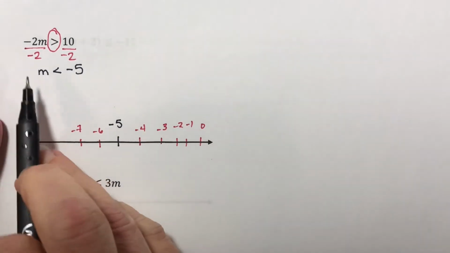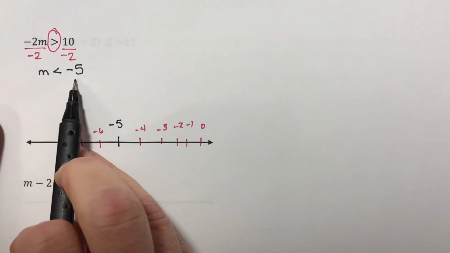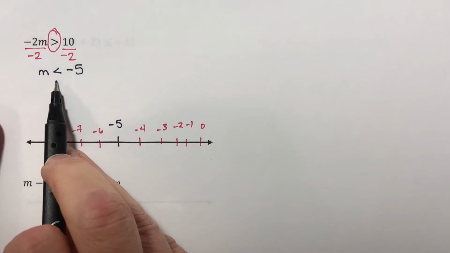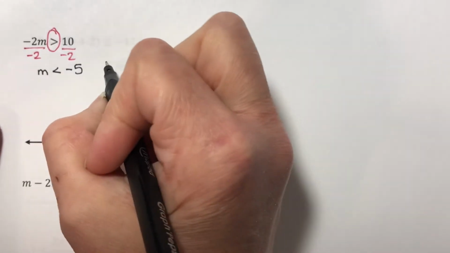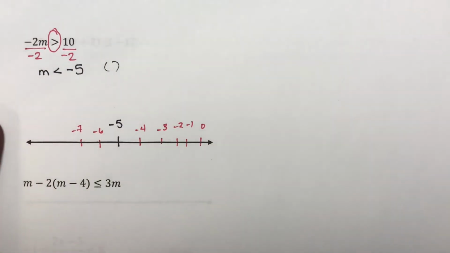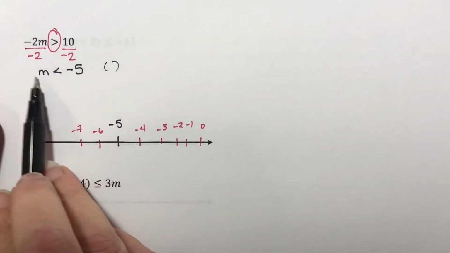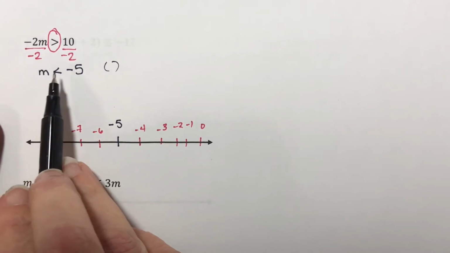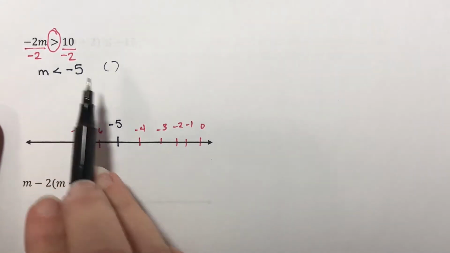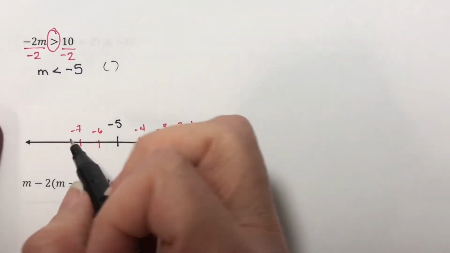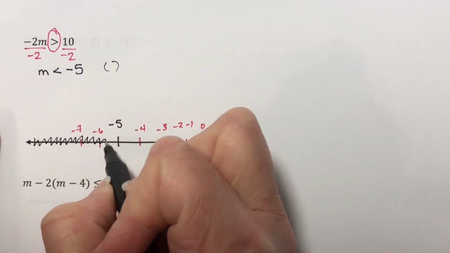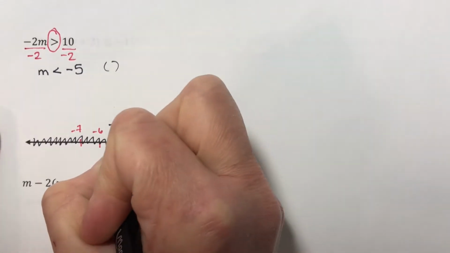I need to figure out what symbol to put on the negative 5. Since this is less than and not less than or equal to, we're going to use parentheses by this. We just have to figure out which direction. Okay, so I need my numbers, where my variable is. My variables are smaller than negative 5. Smaller goes in the left-hand direction. So I'm going to be talking about this area over here. And I get parentheses on it.